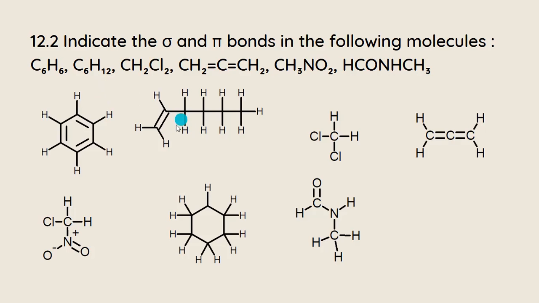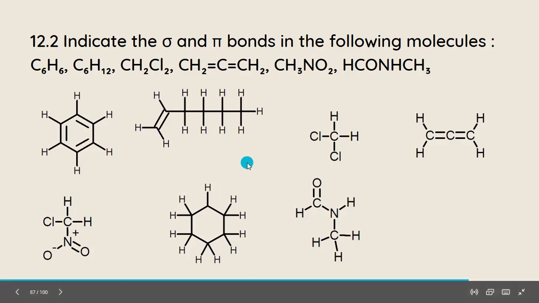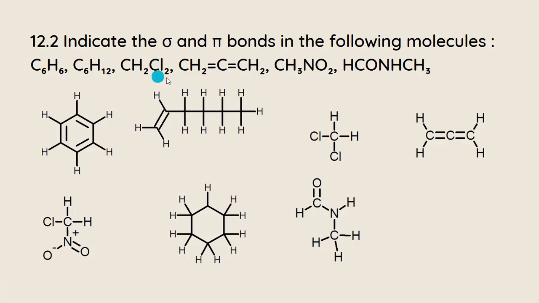So in this compound, all the bonds which are present are sigma bonds, except for this one, which is a pi bond. Whereas if it's cyclic, all of them are sigma bonds only. Like you have CC single bonds, CH single bonds, all of these are sigma bonds only. Next is CH2Cl2. Now CH2Cl2, here all the bonds are sigma bonds. You don't have double or triple bonds, so they're all sigma bonds only.